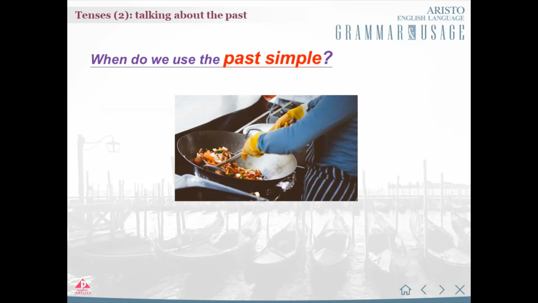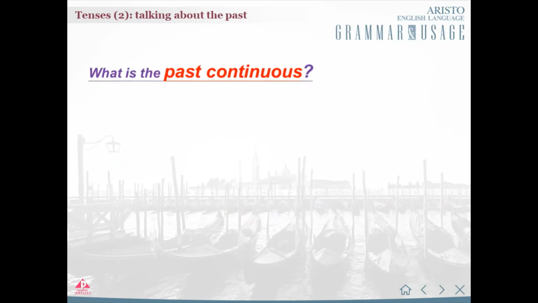When do we use the past simple? We use the past simple tense to talk about something that happened in the past, whether a long time ago or simply before the current moment. Besides the past simple tense, there are several other ways to talk about the past.